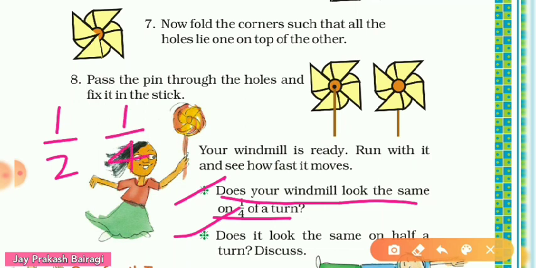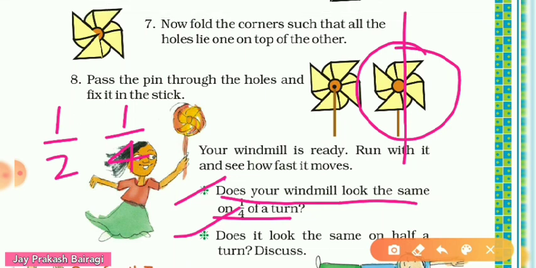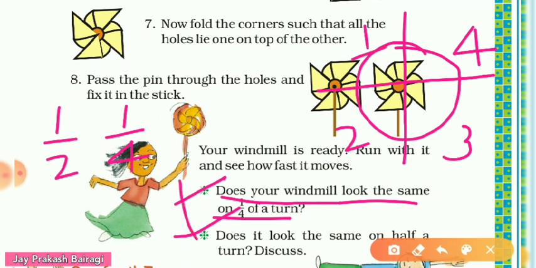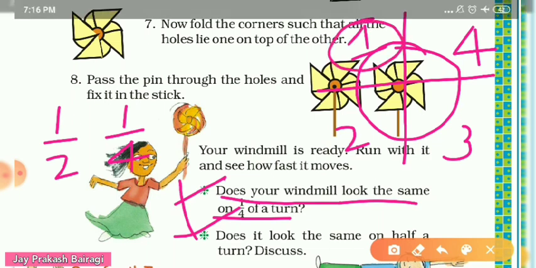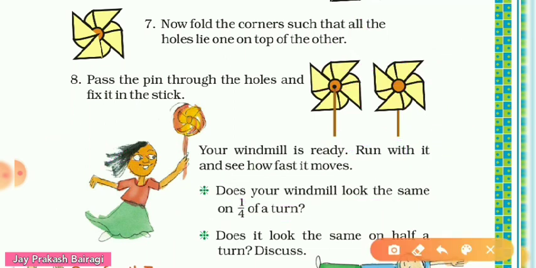To understand this, look at this picture. If you divide this picture, its half will look the same. Now if you divide it horizontally, you will see that we have 1, 2, 3 and 4 parts. So each part is known as a 1/4 turn. Clear? One part is known as a 1/4 turn. Remember this.